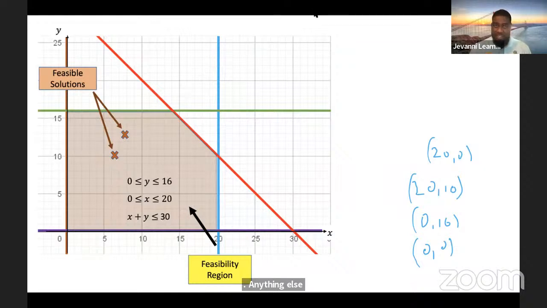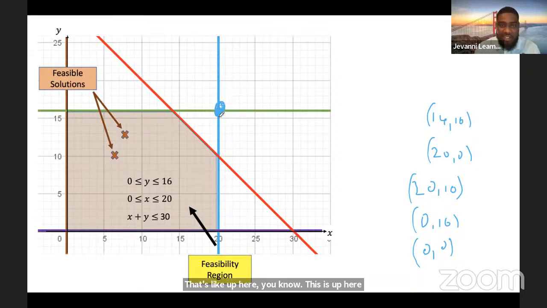Sir, from right there, it's 14, 16. 20, 15. Where did that 20, 15 come from? 20 on the X and 15 on the Y. That's like up here, you know. 20, 16. The 20, 15, I'm just correcting him. So the 20, 15 is right here. Sorry, a bit further. It should be right here. I'm going to label this point X. So it would be right here. My bad. So that's 20, 15. That's not in our feasibility region for the young lad that had spoken, right?